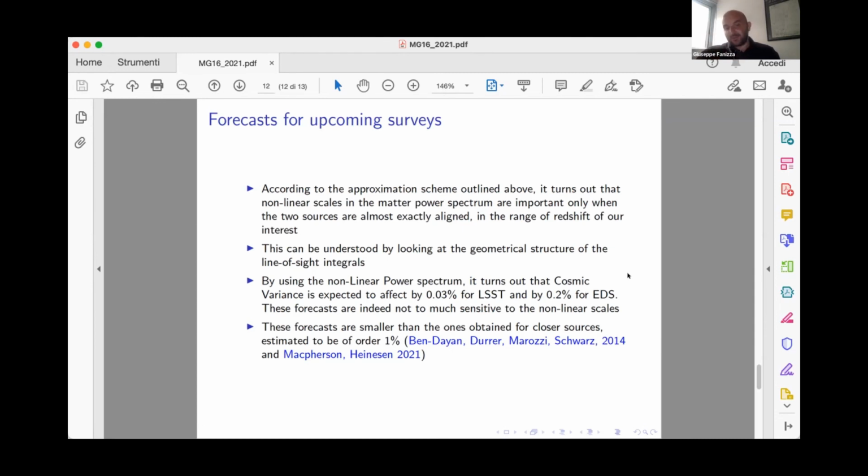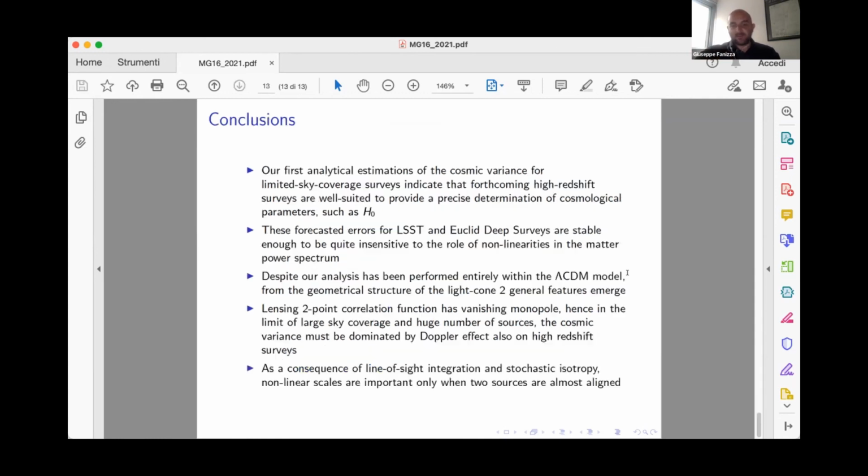the taking into account of non-linearities in the matter spectrum. And the reason for that stands in the fact that, from the structure of statistical isotropy, this can be addressed to the exact structure which appears on the light cone when integration of the light cones is taken into account. And with that, I am done, and I thank you all for the attention.